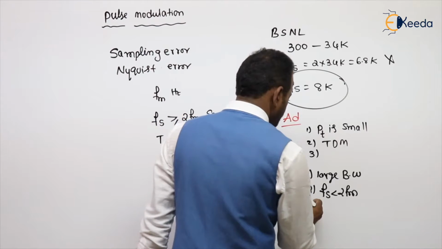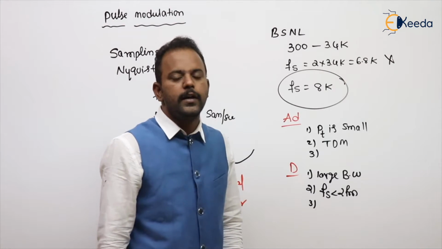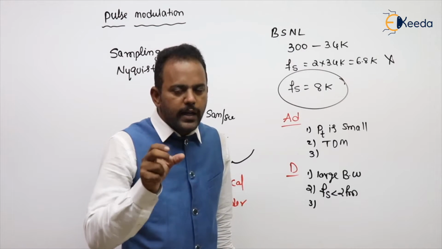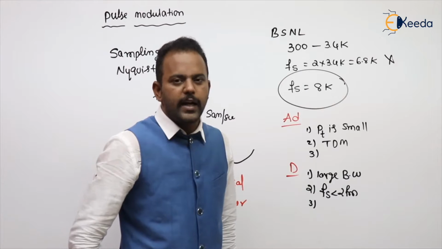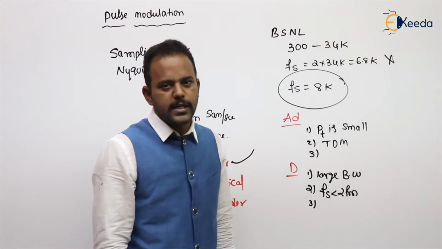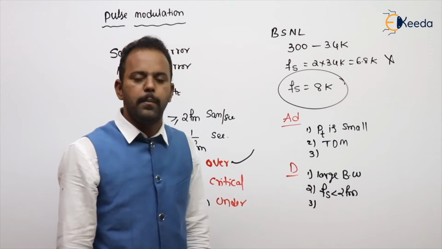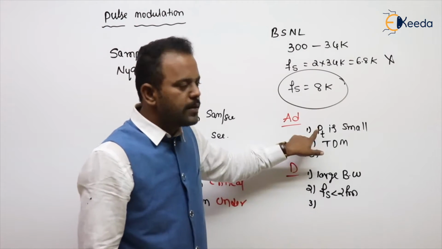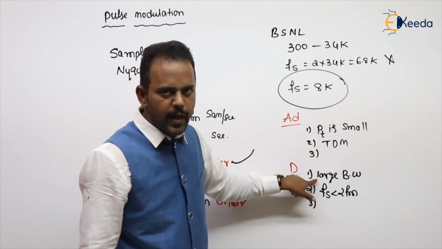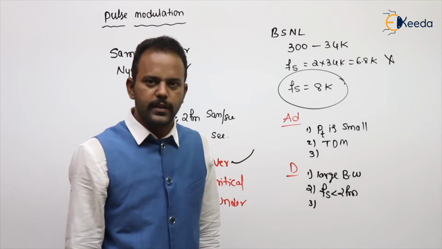Third point is, are you getting my point? Here, if you are increasing the holding time, you will also get the aperture effect. Holding time increases, you will get the aperture effect. These are the drawbacks of pulse modulation. Advantages: PT small, TDM, handling larger power. Drawbacks: larger bandwidth, sampling error, Nyquist error, as well as aperture effect, as well as aliasing effect. Clear?